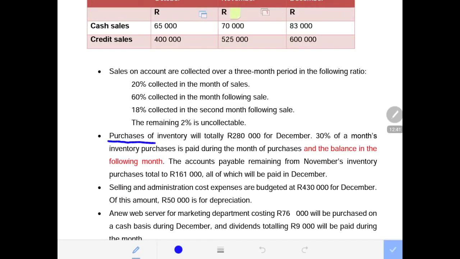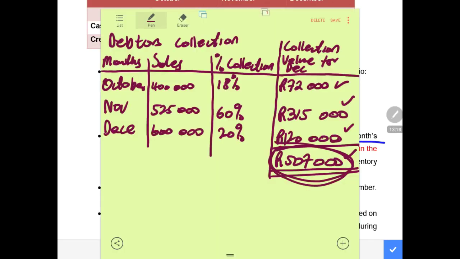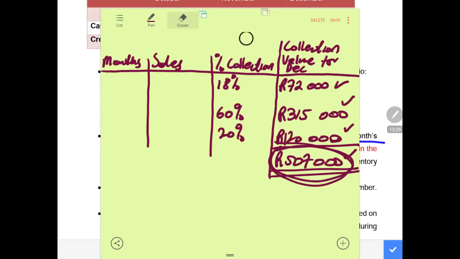The next bullet point says purchases of inventory will total 280,000 for the month of December. Take note of that. This is the purchase of inventory from our suppliers amounting to 280,000 rands. It further says that 30% of the month's inventory purchases, meaning 30% of the 280,000, is paid during the month of purchase, meaning 30% of this 280 will be paid in December. And we are doing a budget for December, and this is a payment, so we really need to know the creditors' payment schedule. In other words, I have to erase my debtors' collection. Then I will have a different language, which is creditors' payments.